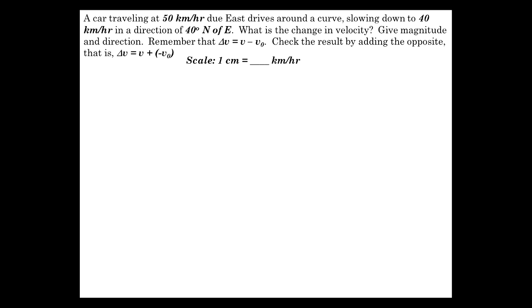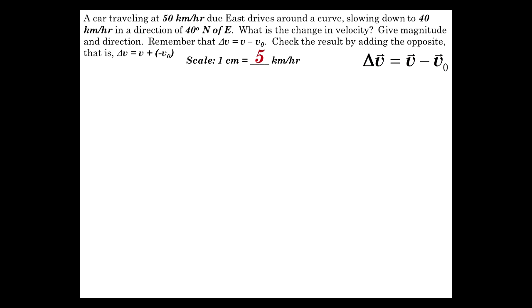So we'll get magnitude and direction, of course, because velocity is that. And a change is final minus initial. So there it is. That's the equation for the change. And then we'll check by adding the opposite, which is delta V is V plus the negative. So we've already gone through that. Let's do it. 1 centimeter is 5 kilometers per hour. Should fit well on your paper.